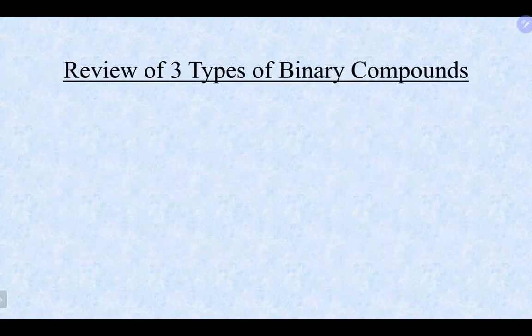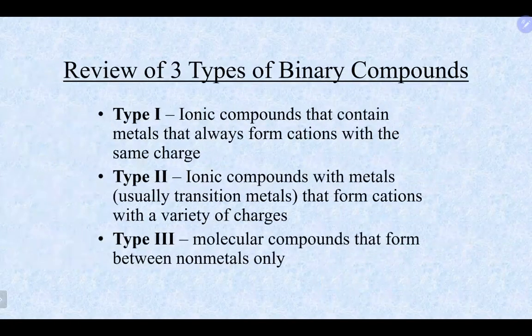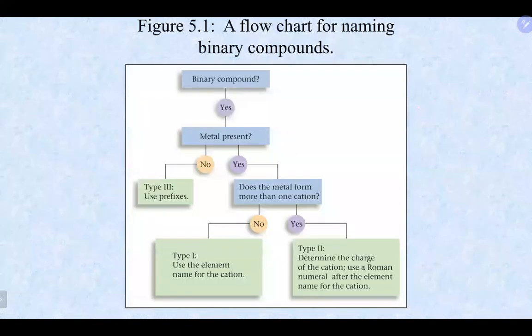All right, let me try to do some more oxygen examples here. All right, so there's just a review of what we just talked about. Type 1, nothing. Type 2, Roman numerals, and type 3, prefixes.